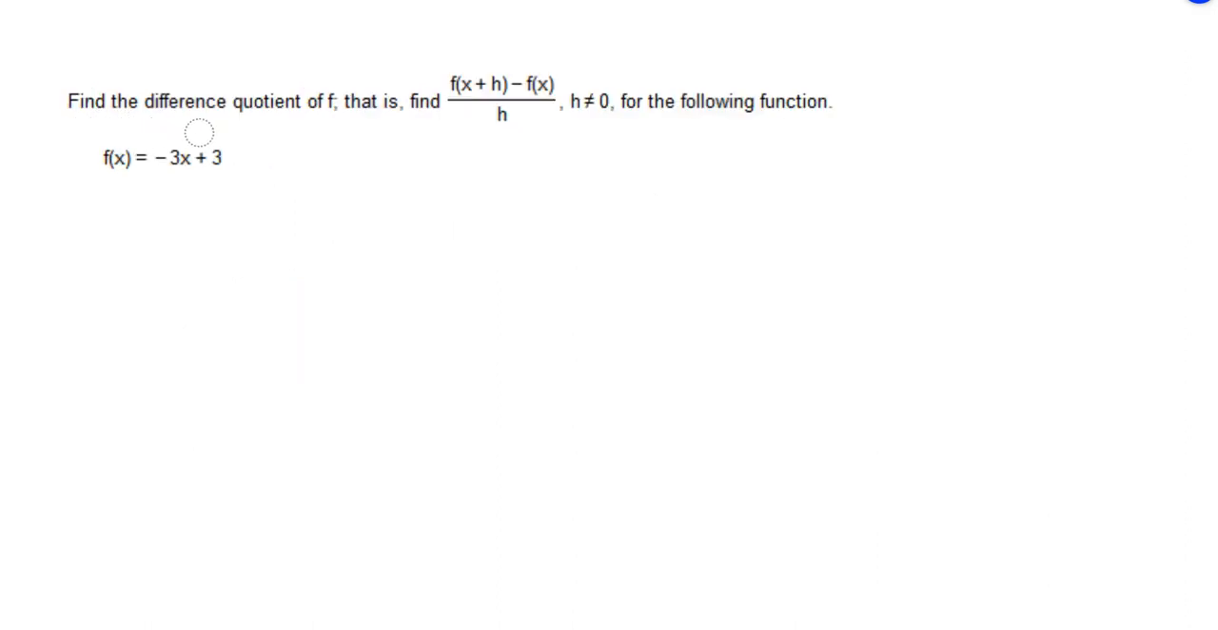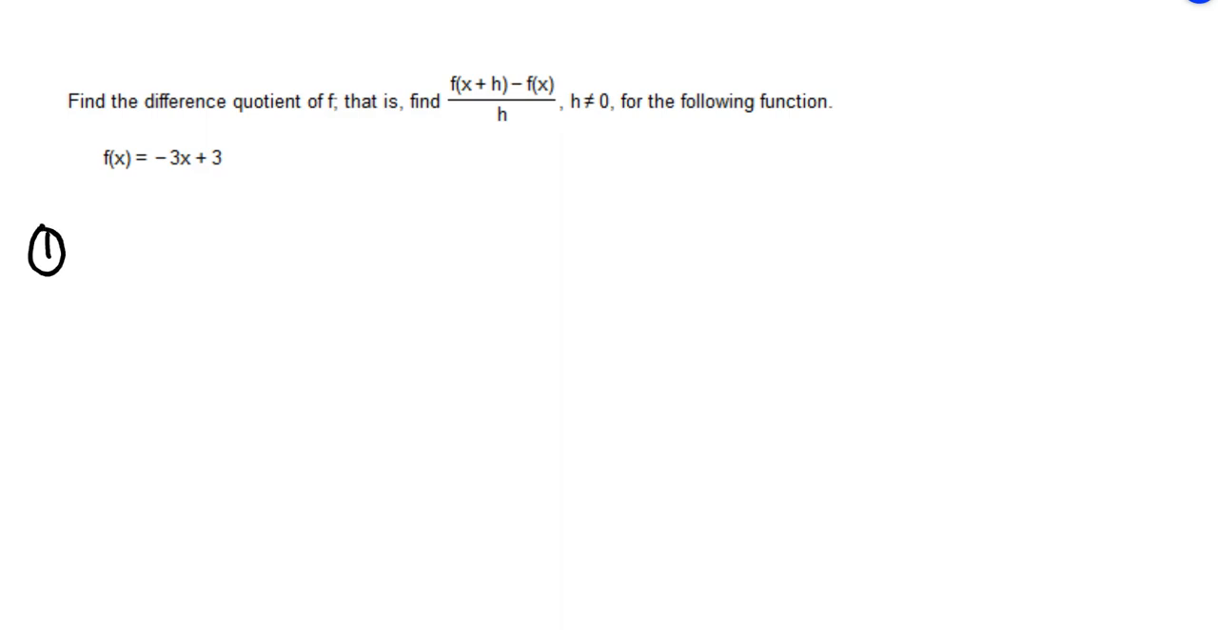This question says find the difference quotient of f, that is, find f of x plus h minus f of x over h. So this is the difference quotient for h not equal to 0 for the following function. And our function is f of x equals negative 3x plus 3. So we want to find the difference quotient, and we're going to find it in 3 steps.